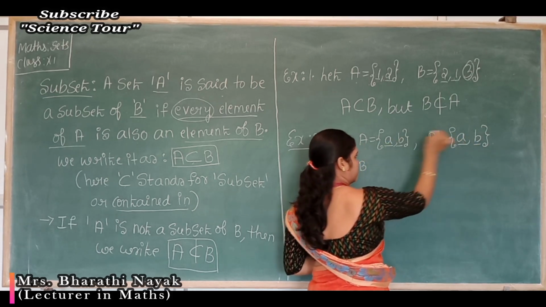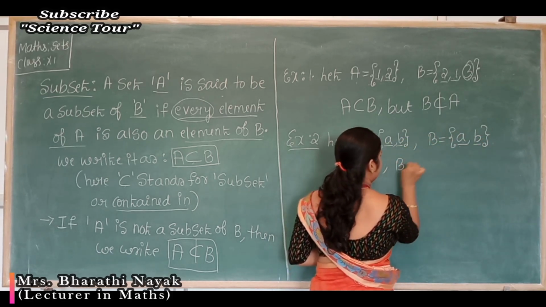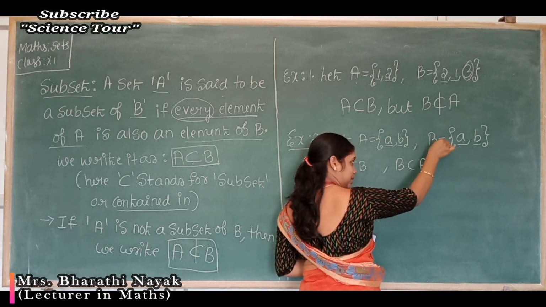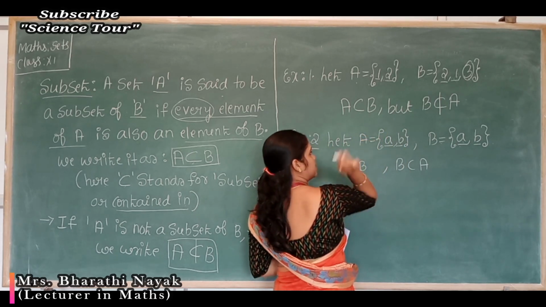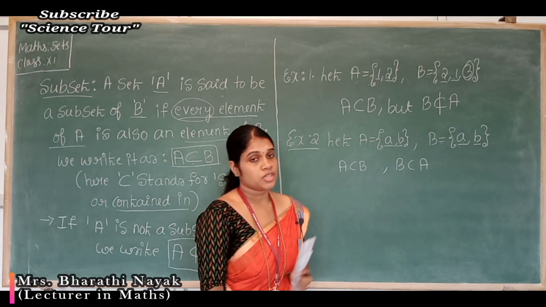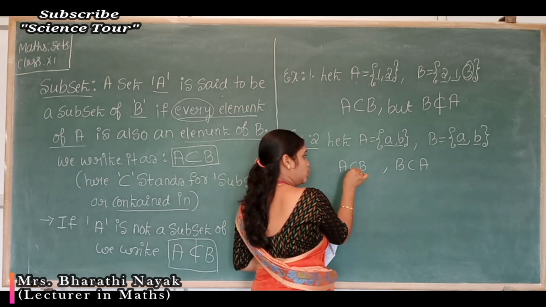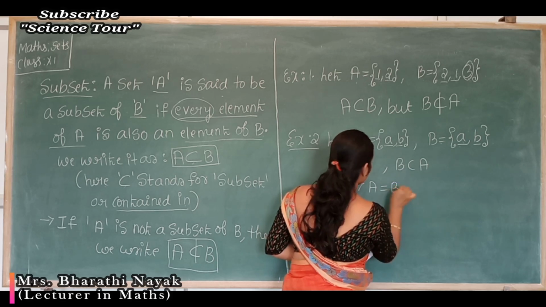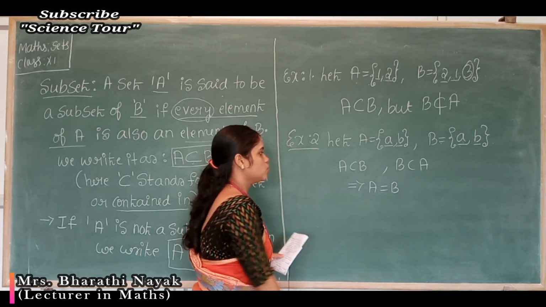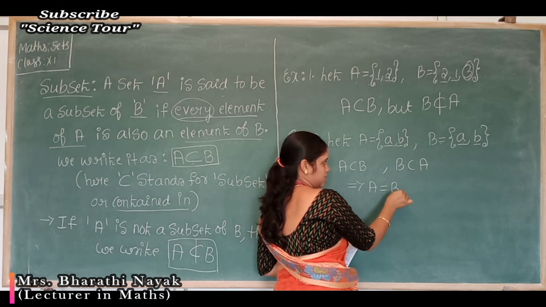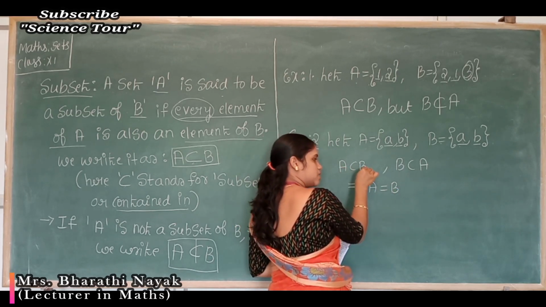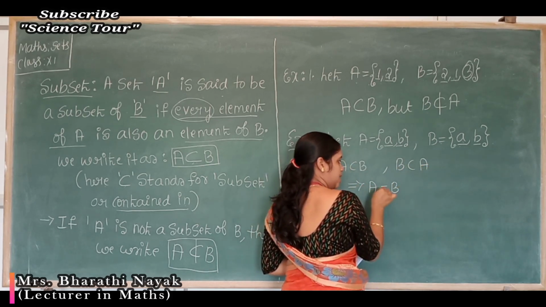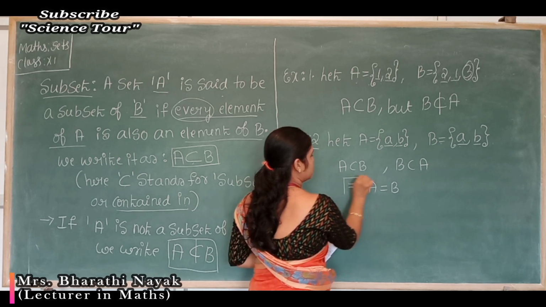a, yes. b, yes. Can you say B is a subset of A? Yes. A is a subset of B, correct? Again, B is also a subset of A, correct? So now in this situation, you can say that this implies set A equal to set B. So this is about set A equal to set B. If A is a subset of B and B is a subset of A, then this implies A is equal to B. Okay, so this is important.